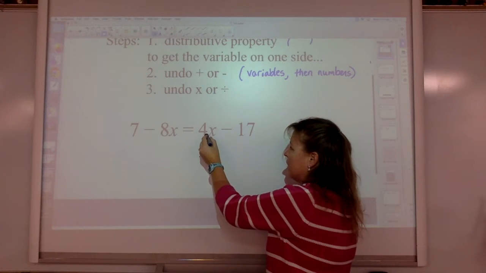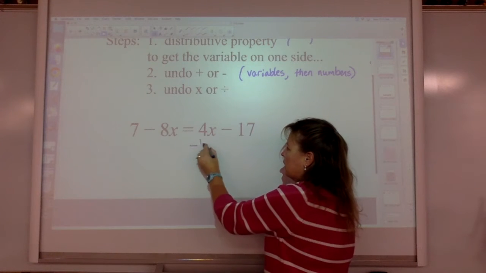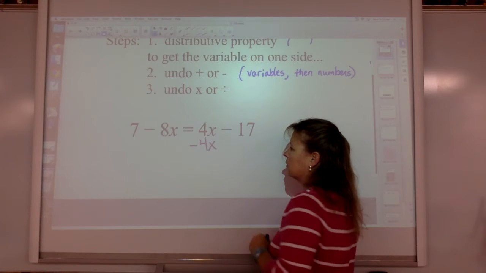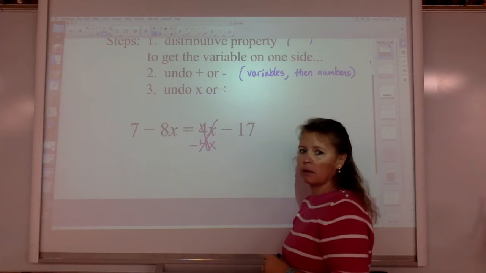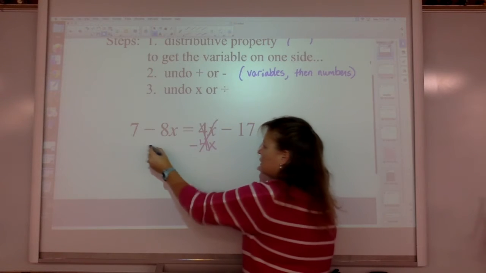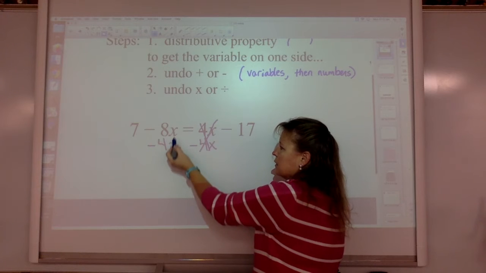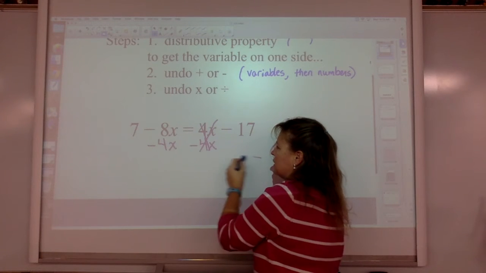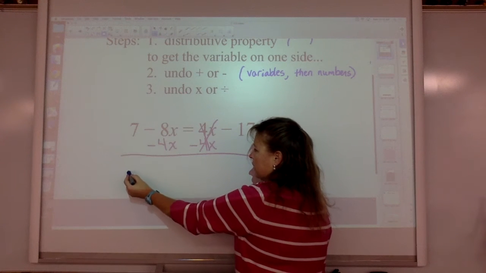This 4x is positive. Forget that this is a subtraction problem. The 4x is positive, so I'm going to minus 4x from it because 4x minus 4x cancels it out. Still, the rule is whatever you do to one side of the equation, you must also do to the other side. Make sure you line it up with the x's. Like terms have to stick together. What you have left with is a 7.